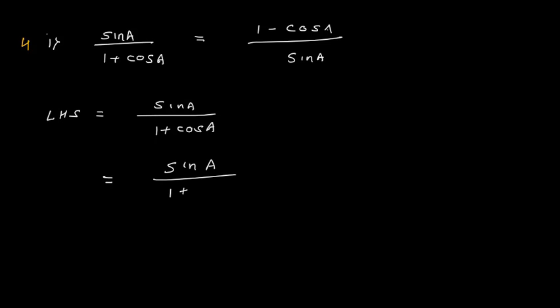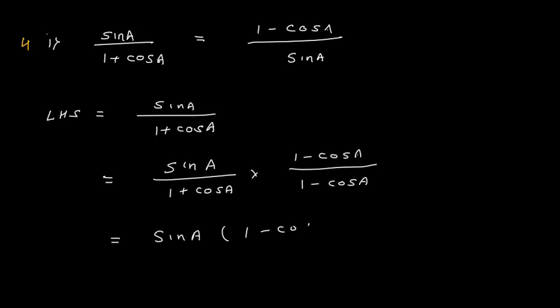Here it is 1 plus cos A. So what we do is multiply and divide by 1 minus cos A. So 1 minus cos A here, and here also it is 1 minus cos A. Now our numerator is sin A into 1 minus cos A. Now you can see that in the numerator you want 1 minus cos A. So you got 1 minus cos A, and in the denominator we have 1 minus cos square A.